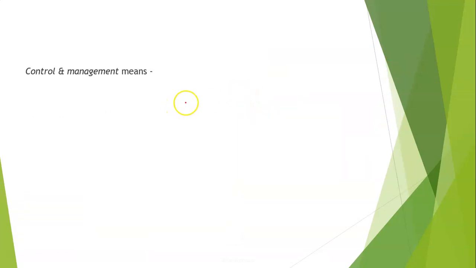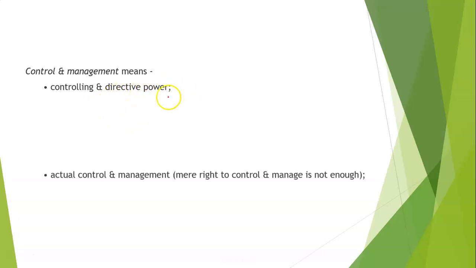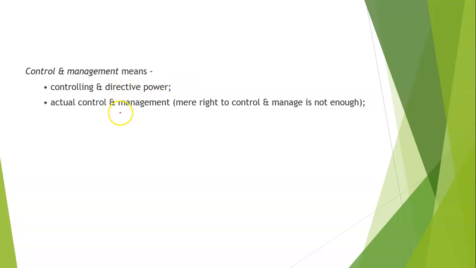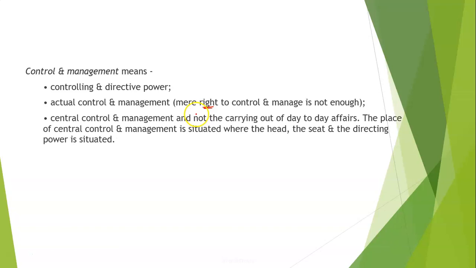So by control and management, what it means is, it is the controlling and directive power. So it is the power to control or direct the HUF. It is the actual power to control and manage and not the mere right to control. Okay, it's the actual power, not the right to control. Fine. Also, by control and management, it refers to the power of managing, controlling, directing the HUF as a whole and not just deciding their day-to-day affairs. Okay.